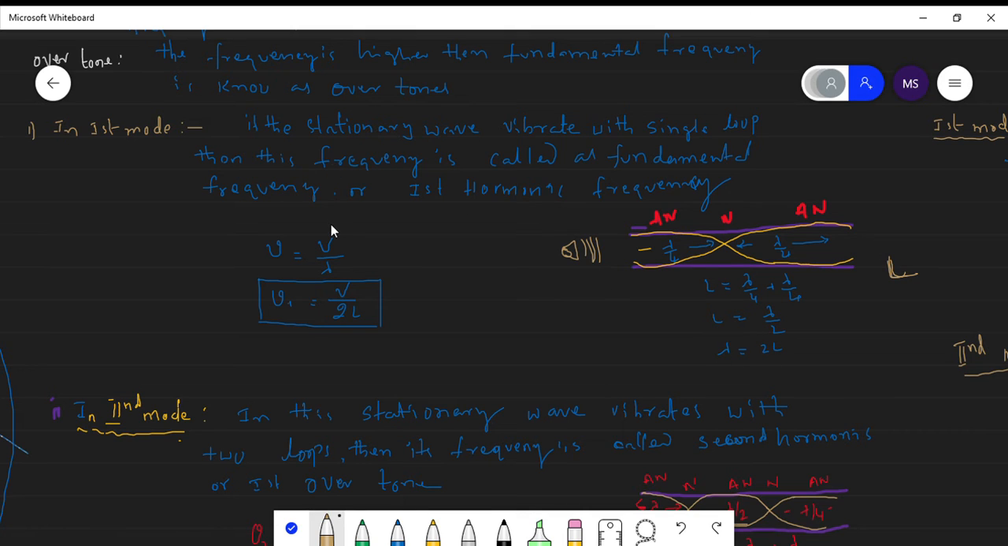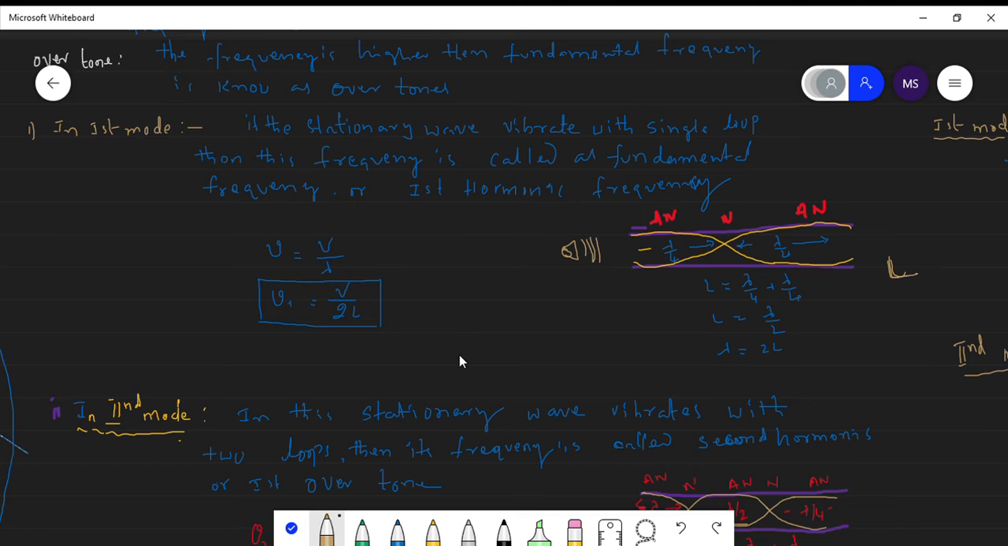Now the frequency: according to v is equal to nu lambda, nu is equal to v by lambda, and lambda is equal to 2L. So nu1 is equal to v by 2L. This is the fundamental frequency or first harmonic frequency. This frequency v by 2L is the fundamental frequency in the open pipe.